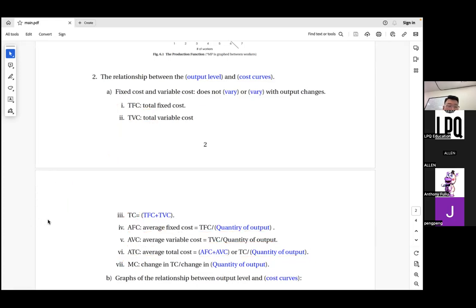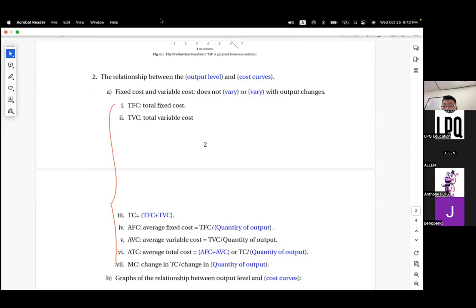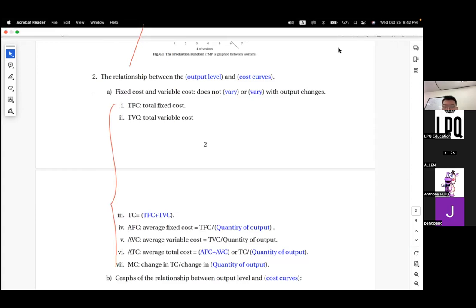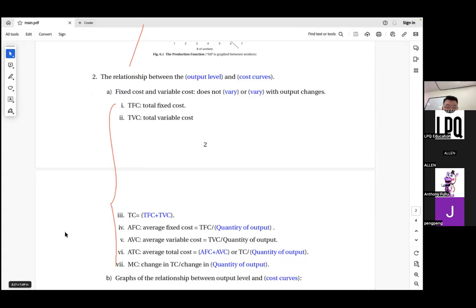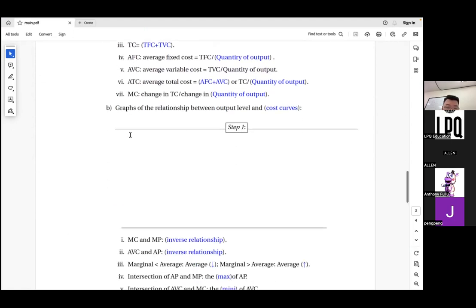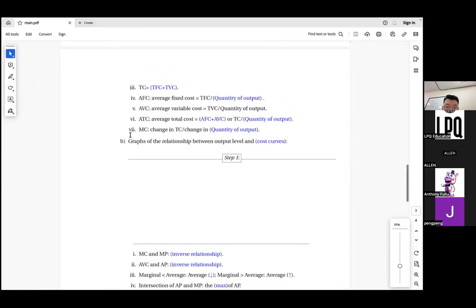Any questions about these terms? Okay, with no questions, let's go back to our question.